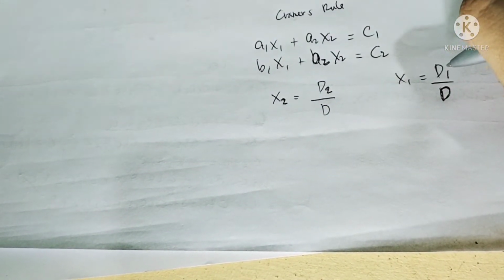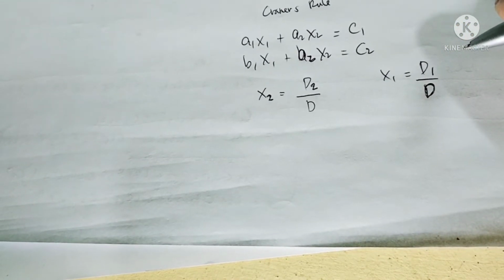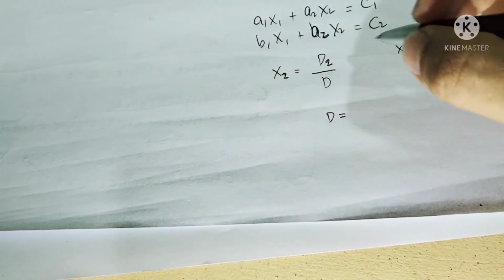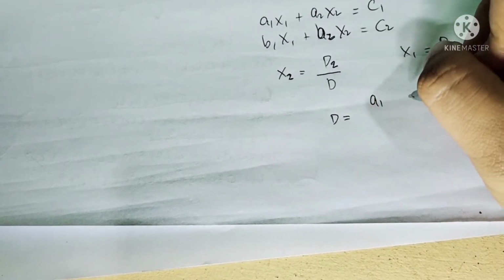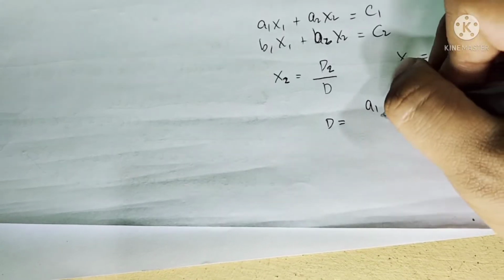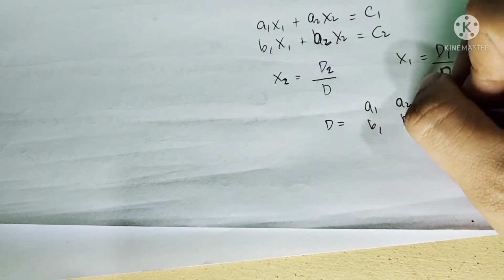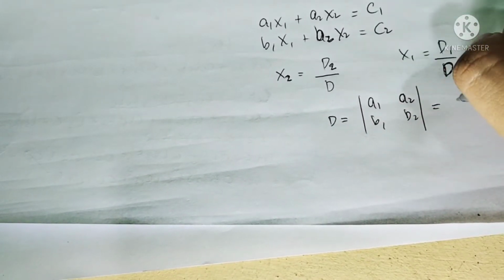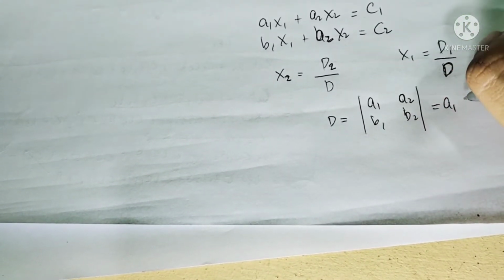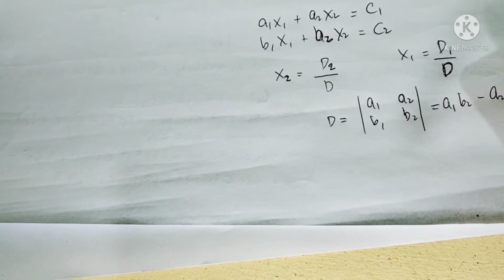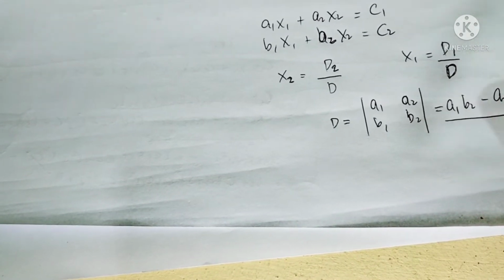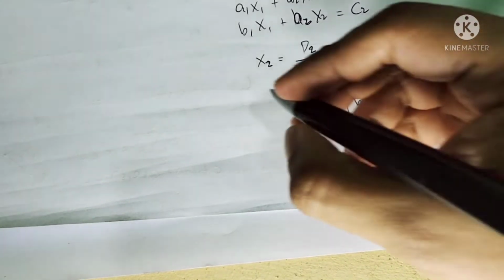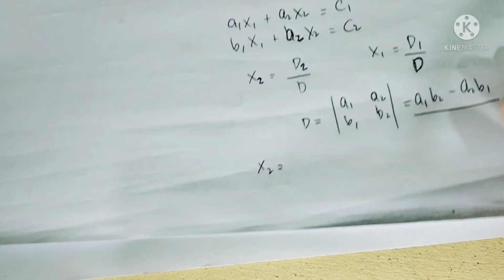X sub 1 is equal to d sub 1 divided by d, by Cramer's rule, where d is just equal to the coefficient matrix a sub 1, a sub 2, b sub 1, and b sub 2, which is a sub 1 times b sub 2 minus a sub 2 times b sub 1. So that is the d.